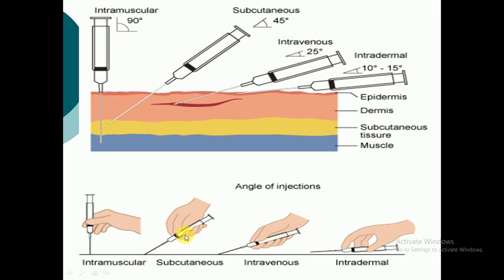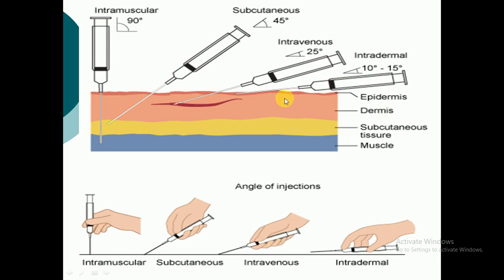The second one is subcutaneous. For subcutaneous injections, the angle which is required is 45 degrees. So you can inject a drug by subcutaneous route. You will have to adopt an angle of 45 degrees. It means that for all parenteral preparation injections by subcutaneous route, the angle is 45 degrees.